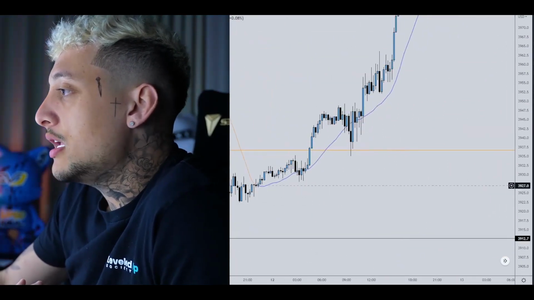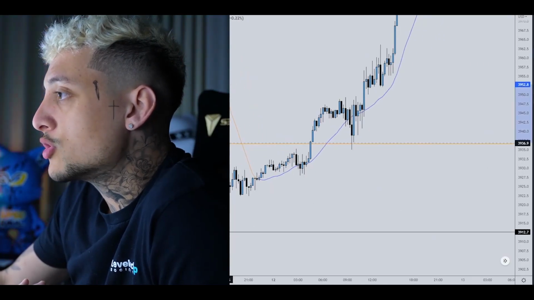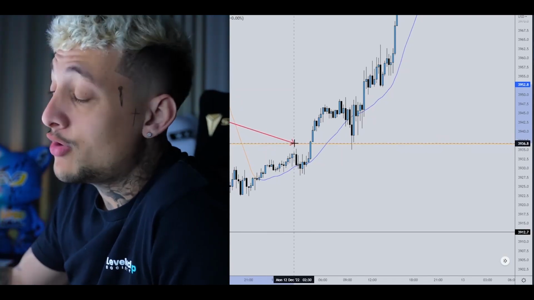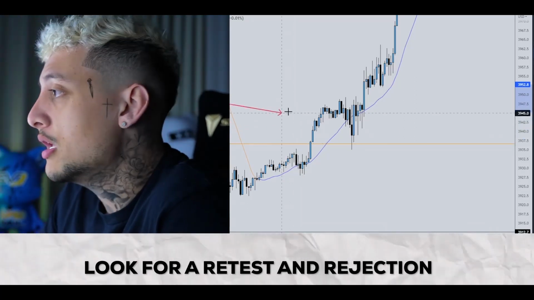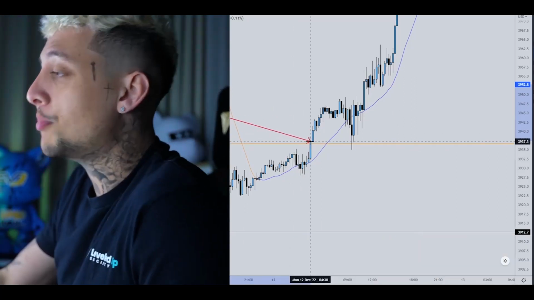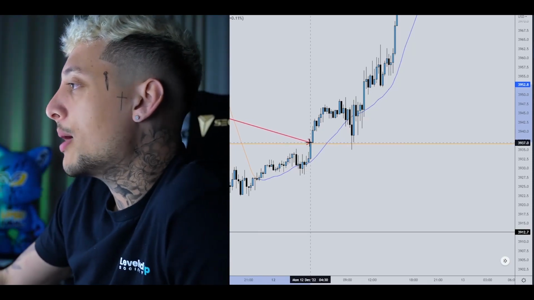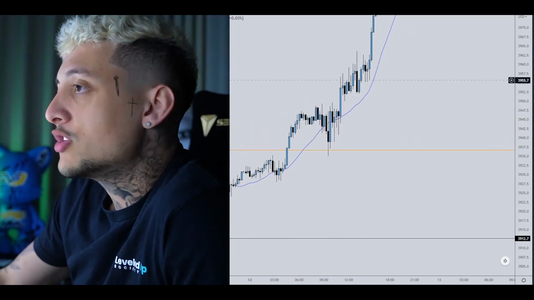As you can see over here, what you would have looked for is price to break under support and wait for price to retest, but notice how price never gave you that retest and rejection. That is key: you look for a retest and you look for a rejection. In this situation, price broke right back above this major area of support, continued to make new highs, retested, and rejected. That is when you enter the market.